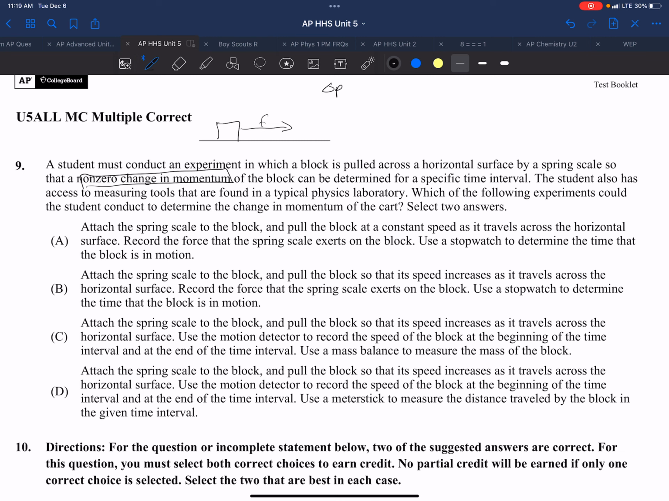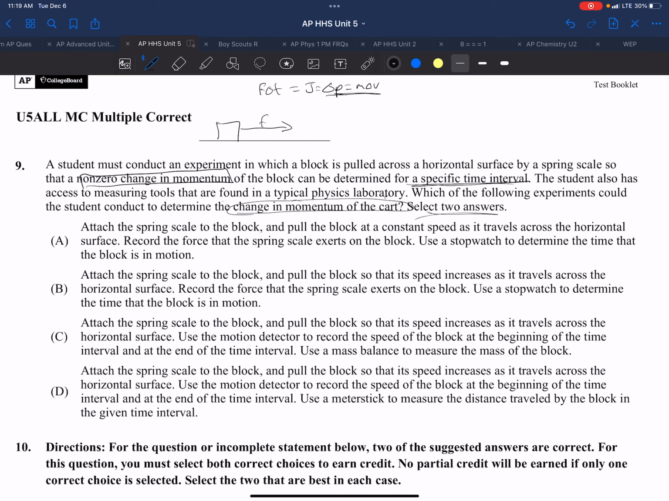So our change in momentum is m delta v, which is also equal to F delta t, which is equal to the impulse. But we're primarily looking for the change in momentum. And we're looking for a specific time interval. Has access to tools found in a physics laboratory. Could they conduct to determine the change in momentum of the cart?